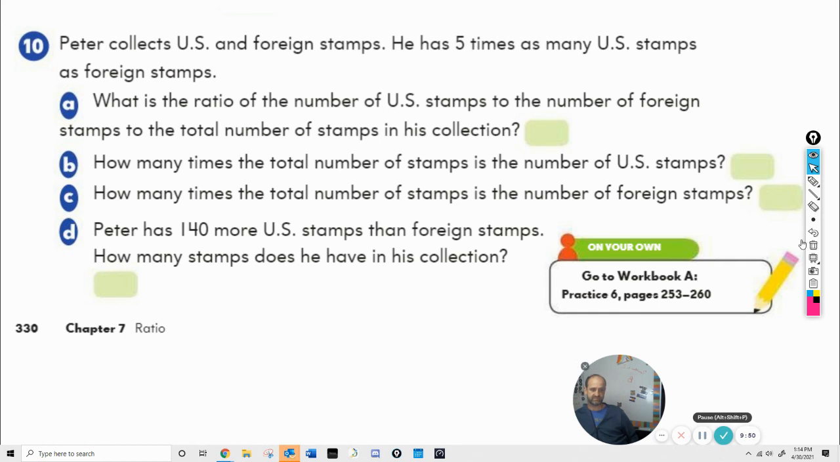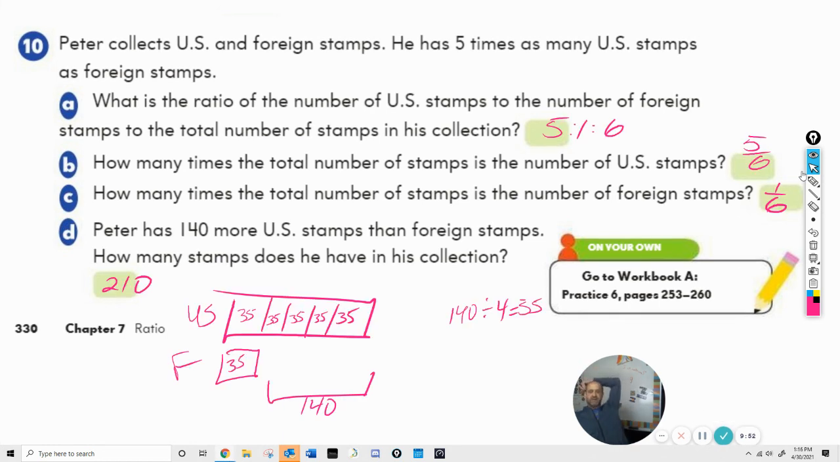All right, here's all my work for this one. 5 times as many U.S. as foreign, so as U.S. to foreign to total is 5 to 1 to 6. Comparing the U.S. to the total is 5 to 6. Foreign to the total is 1 to 6. And if he's got 140 more U.S. stamps than foreign stamps, that 140 encompasses 1, 2, 3, 4 units. 140 divided by 4 is 35. 1 unit is 35. 35 times 6 is 210.